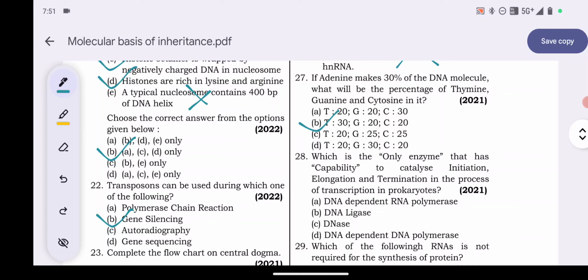Next question, question number 28. Which is the only enzyme that has capability to catalyze initiation, elongation and termination in the process of transcription in prokaryotes? Which enzyme has this capability? DNA dependent RNA polymerase, DNA ligase, DNase and DNA dependent DNA polymerase. Here your answer will be option A, DNA dependent RNA polymerase. It is the only enzyme that has capability to catalyze initiation, elongation and termination in the process of transcription in prokaryotes.